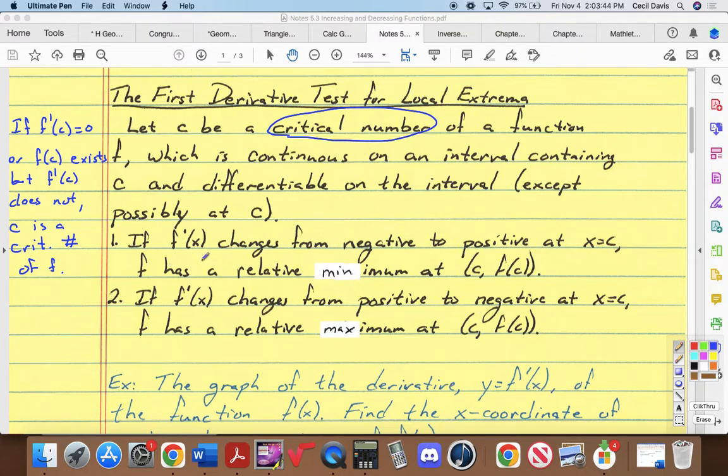So if f prime changes from negative to positive at x equals c, f has a relative minimum at c, f of c. And if f prime changes from positive to negative at x equals c, f has a relative maximum at c, f of c.